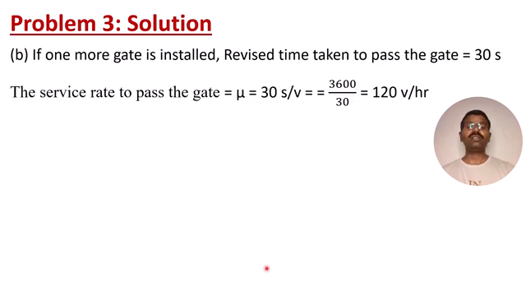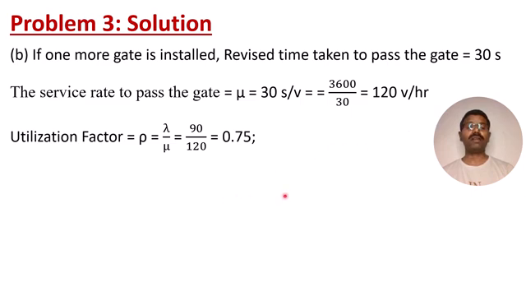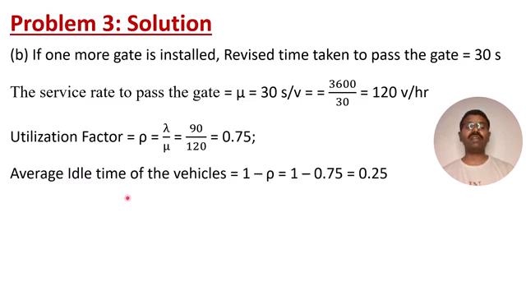Now if one more gate is installed, the revised service rate to pass the gate is 120, and the utilization factor is this, and the average idle time of the vehicles is equal to 1 minus rho, that is equal to 0.25. That means 25% of the time the gates are idle, so facilities are idle. So now this is not acceptable, because they said only 10% of the idle time is acceptable, but it is 25%. So first of all, it is not acceptable.